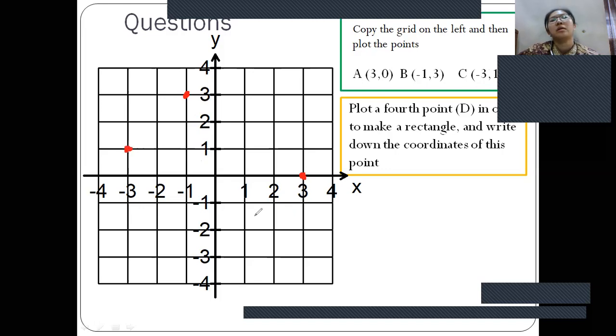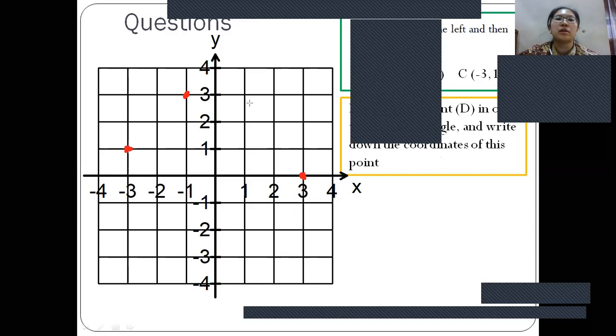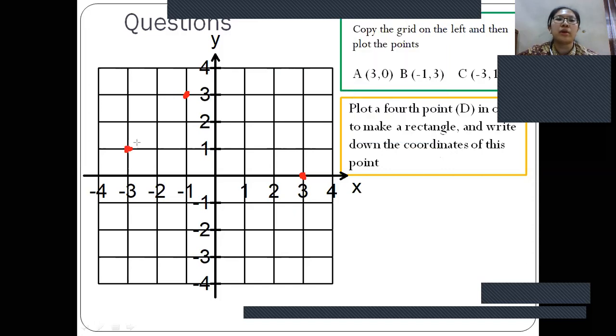Okay. The next question: plot a fourth point, which is D, so that you can make a rectangle, and write down the coordinates. So what do you think? Where can I plot D, the fourth point? Maybe we can connect first. We can connect the points that we already plotted.